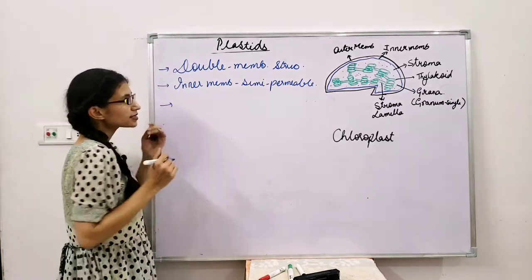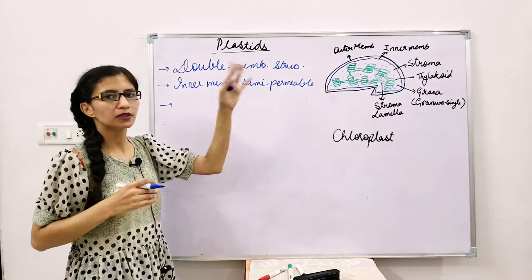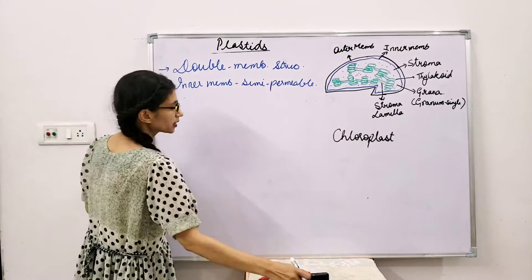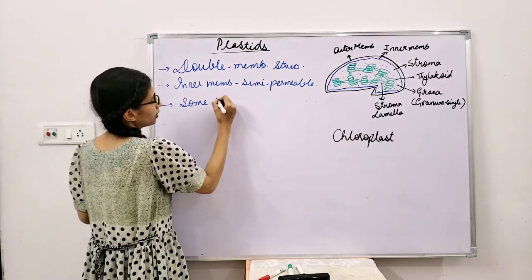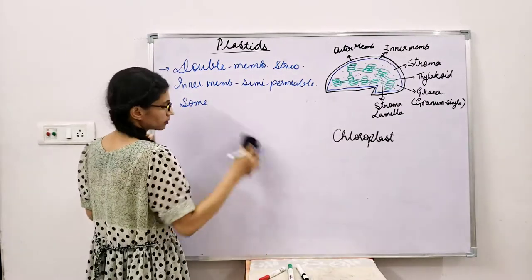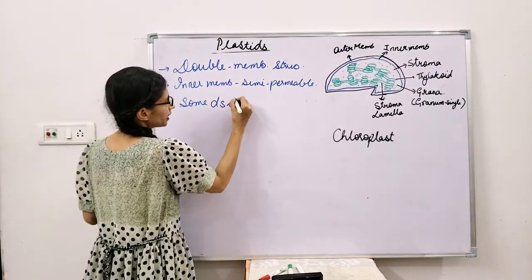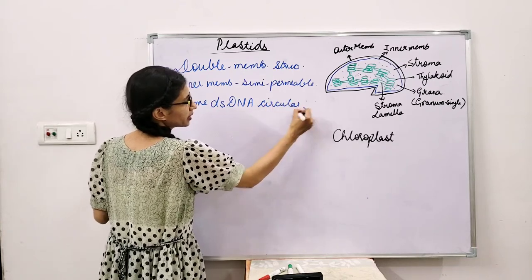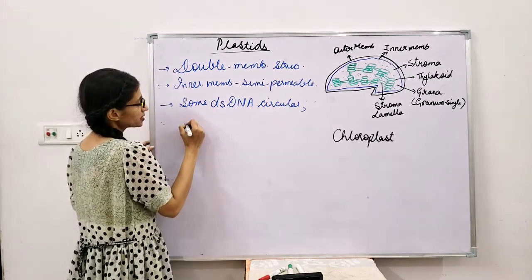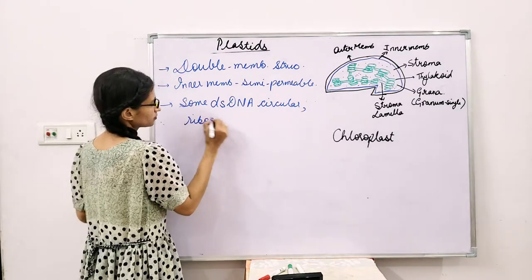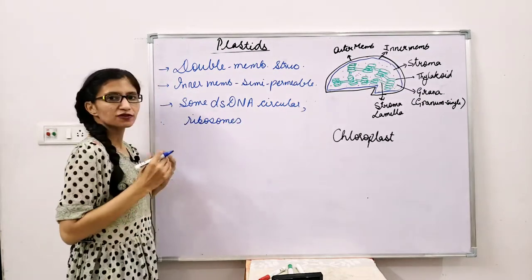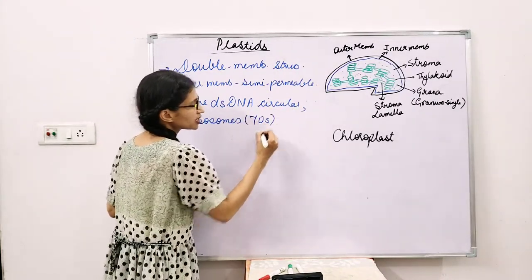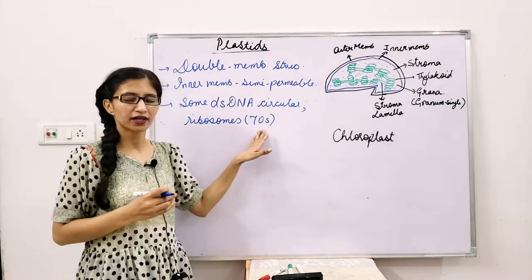What else does it share in common with the mitochondria? It contains double-stranded DNA, which is circular in nature. Double-stranded circular DNA it contains. What else does it contain? It contains ribosomes. But the size of the ribosomes that the chloroplast has is 70S, just like the mitochondria. Mitochondria also has 70S ribosomes.